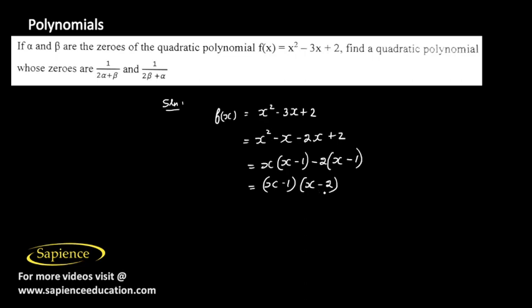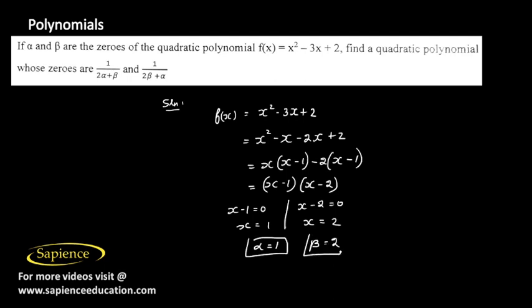When we equate this factorized polynomial with 0, we can say either x − 1 = 0 or x − 2 = 0. In this case, x will be equal to 1, and in this case, x will be equal to 2. So let alpha be 1 and let beta be 2. So we got the values of alpha and beta.